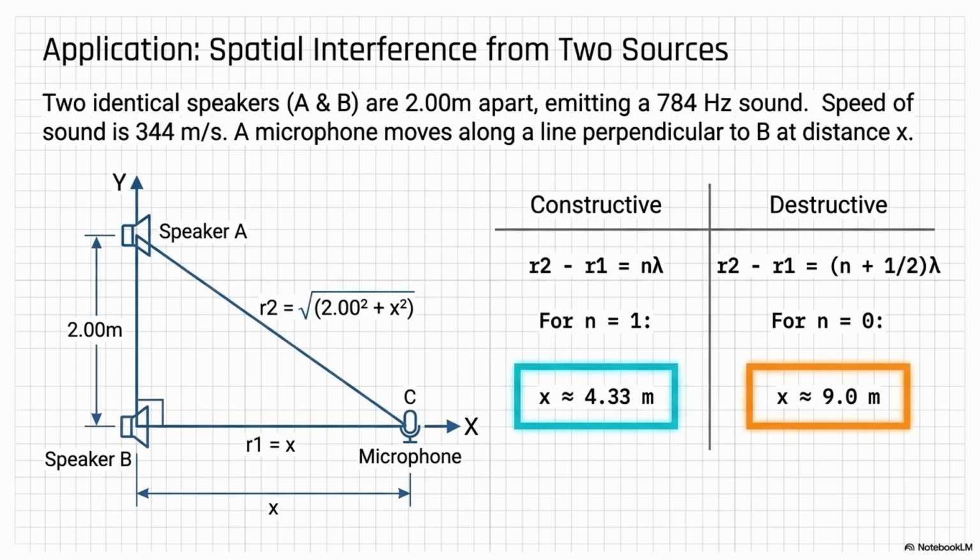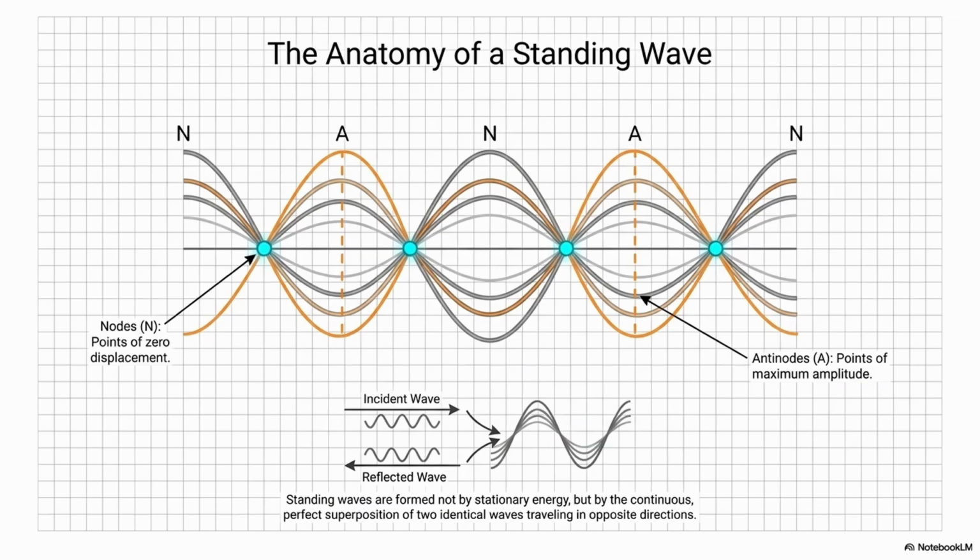Unbelievable. It really is. Well, let's transition a bit because slide 4 was all about waves traveling freely through open space. But moving to slide 5, we ask, what happens if a wave is trapped between boundaries and bounces back on itself? This is where we get into the anatomy of a standing wave. Which is such a cool concept.